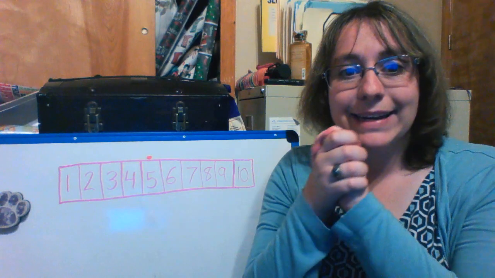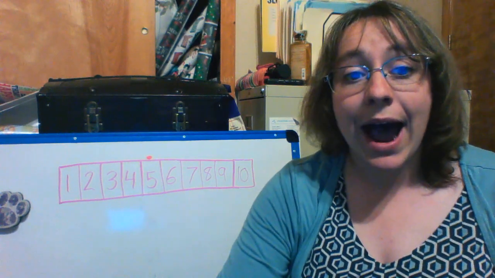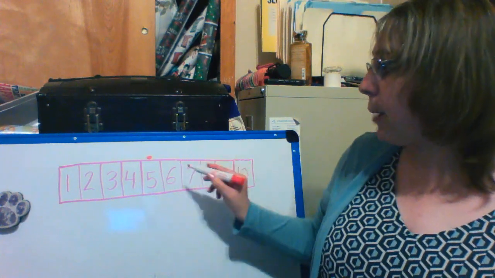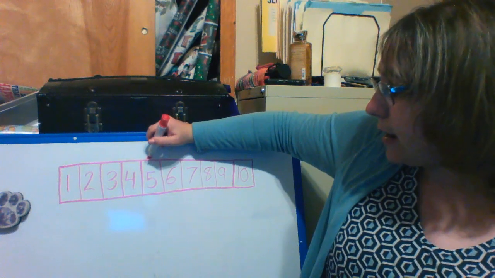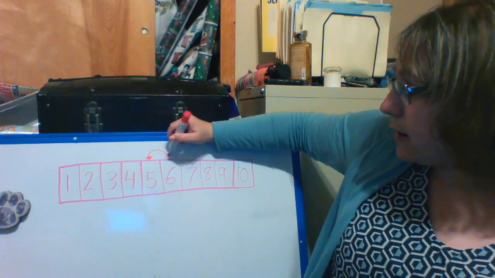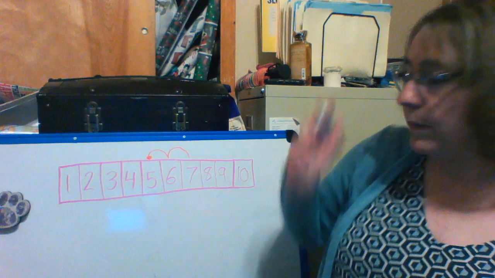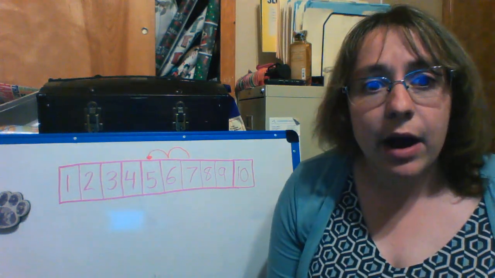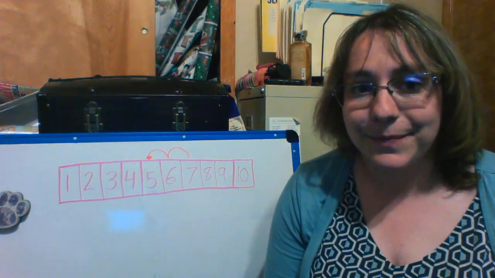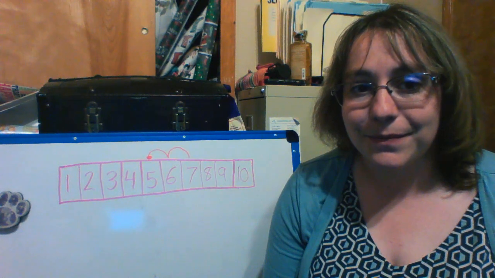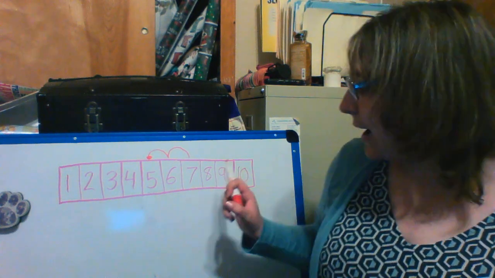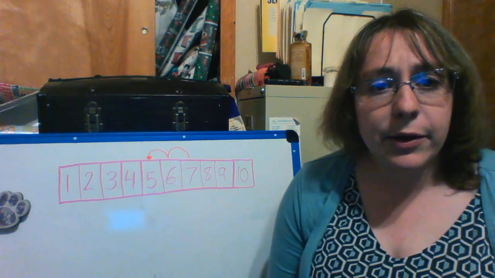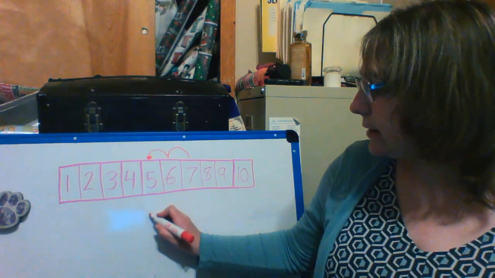Very good. I'm showing an addition sentence. So I am adding more. So I'm going to hop forward 2 spaces. Ready? 1, 2. Okay. So now how many students does Miss Huff have? You're right. Miss Huff has 7 students. Can you help me write my addition sentence?